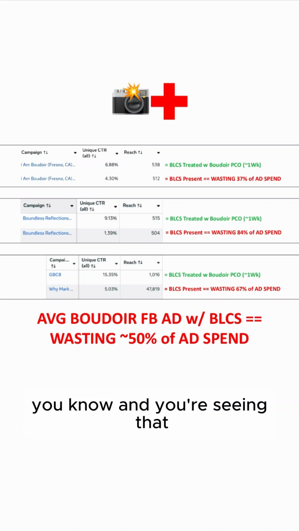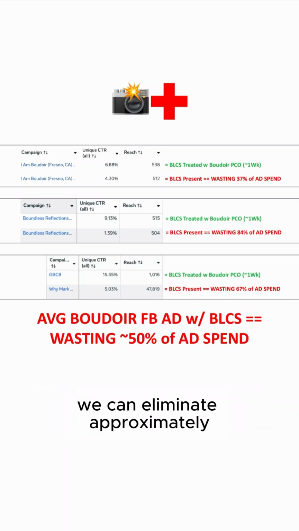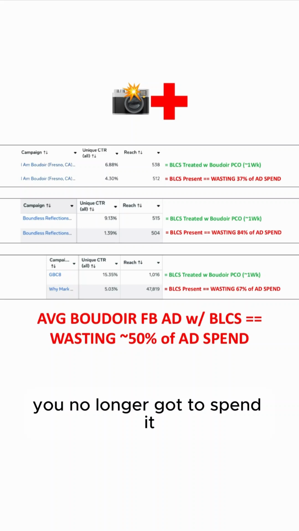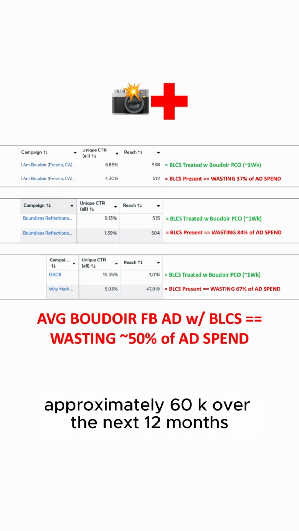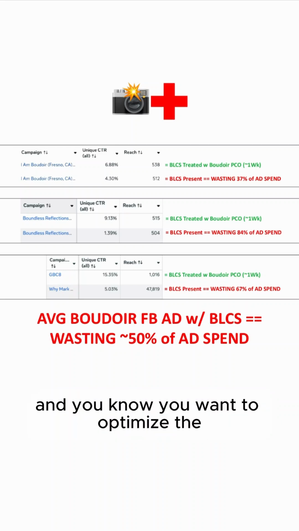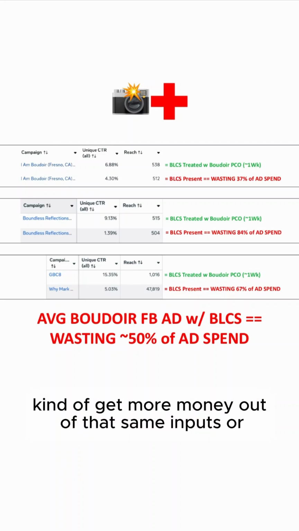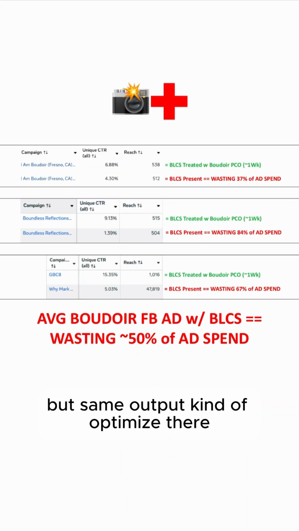You're seeing that since you spend more than 10 grand a month in boudoir Facebook ads, we can eliminate approximately 5K of that per month, put that back in your pocket, you no longer have to spend it. So it'd be approximately 60K over the next 12 months. And you want to optimize the Facebook ads part of your boudoir business, get more output from the same inputs, or the same output from fewer inputs, kind of optimize there.